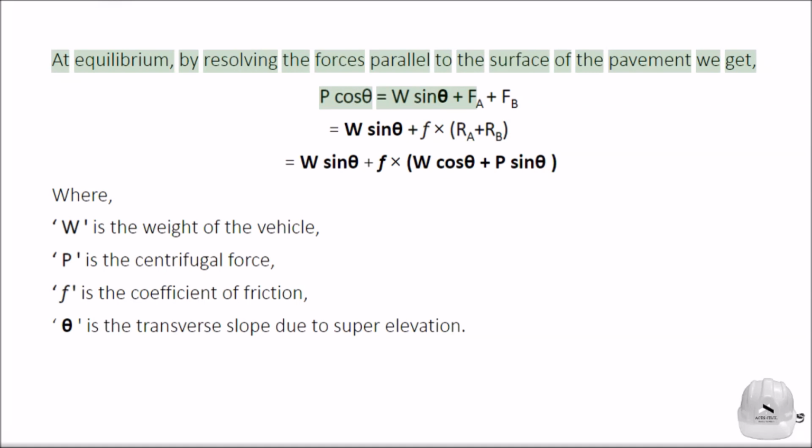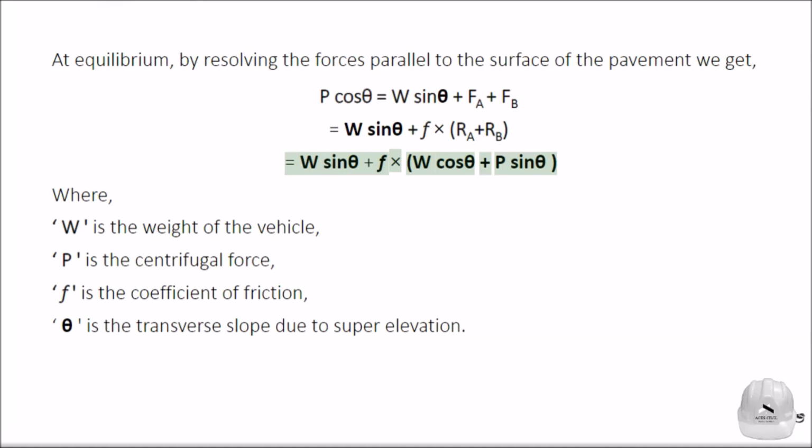At equilibrium, by resolving the forces parallel to the surface of the pavement, we get P cos θ equals W sin θ plus F_A and F_B, equals W sin θ plus f times (R_A and R_B), equals W sin θ plus f times (W cos θ plus P sin θ), where W is the weight of the vehicle, P is the centrifugal force, f is the coefficient of friction, and θ is the transverse slope due to superelevation.